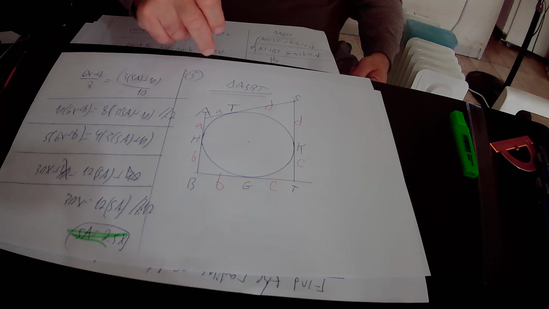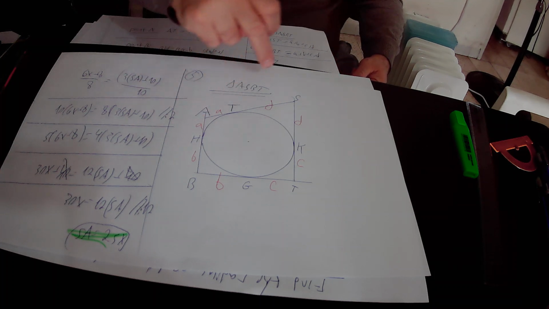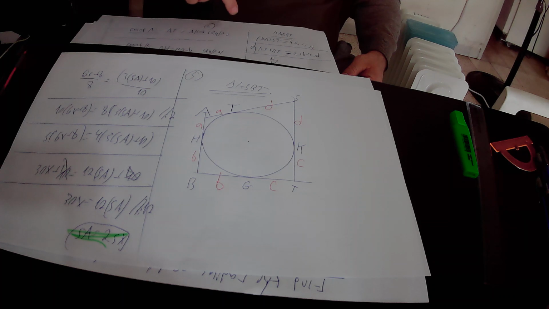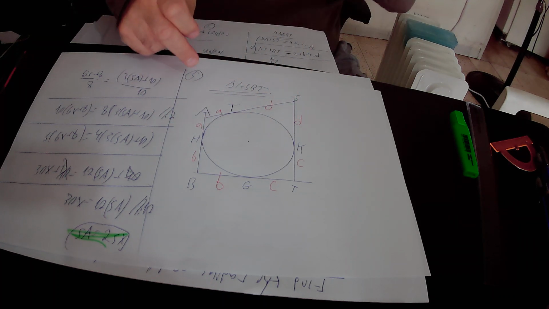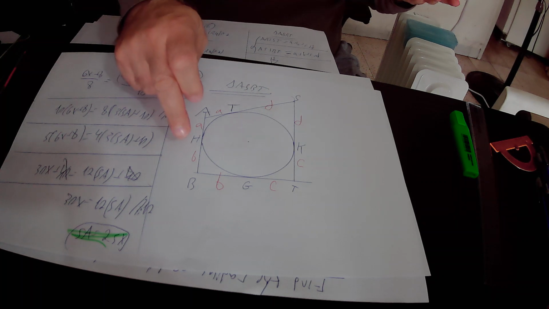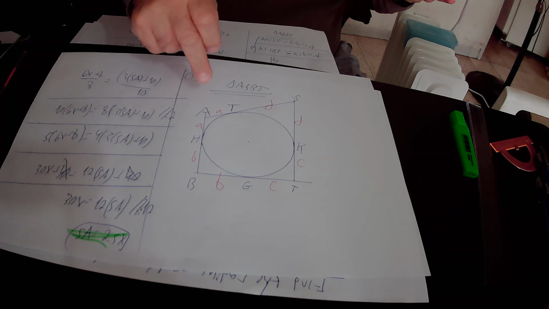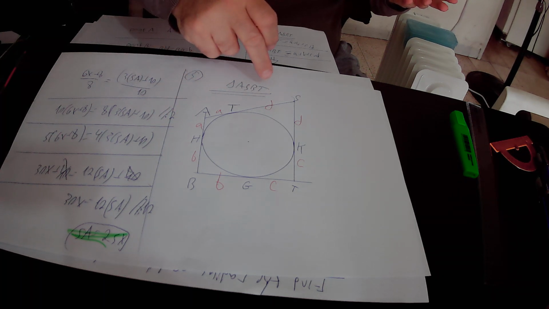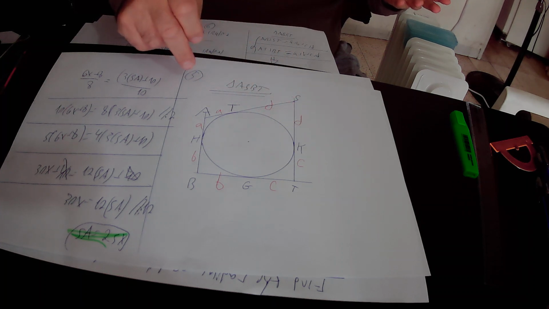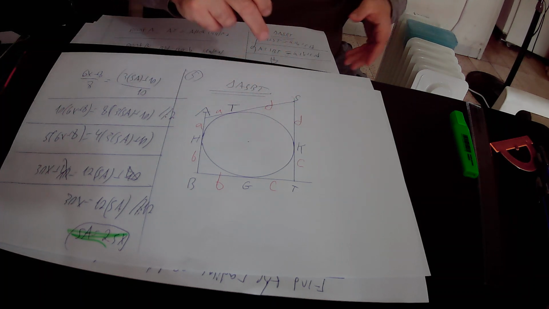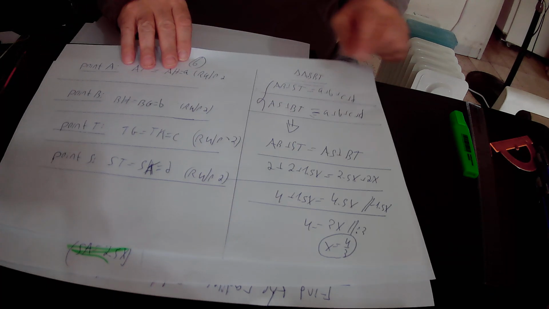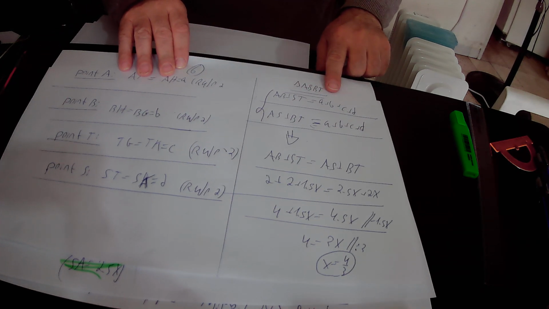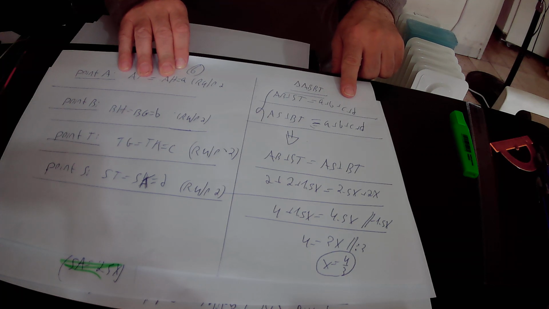Then we add side AB to side ST. What is the value of AB plus ST? From the drawing it is very easy to see that AB is a plus b and ST is c plus d. So in total, AB plus ST equals a plus b plus c plus d.